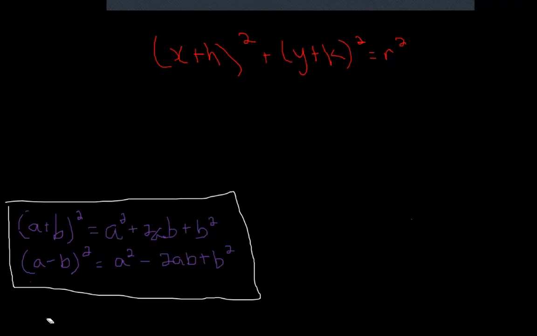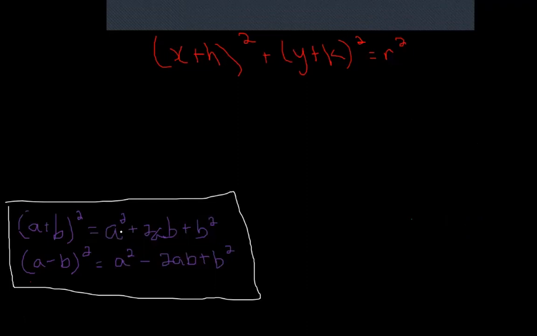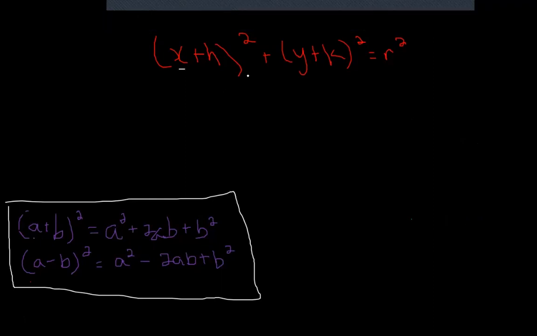Okay, now we're going to expand these brackets. According to this rule, (a plus b) squared is equal to a squared plus 2ab plus b squared. In this case, x is my a, h is my b. So this would be x squared plus 2 times x times h, plus b squared, which is h squared.